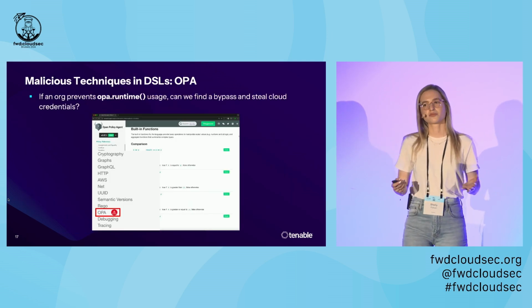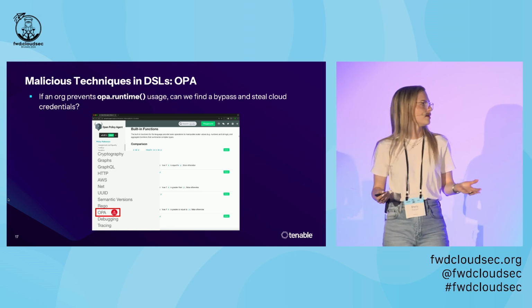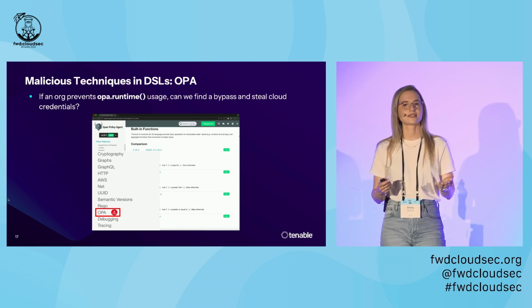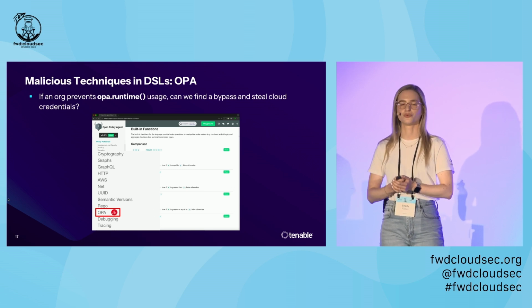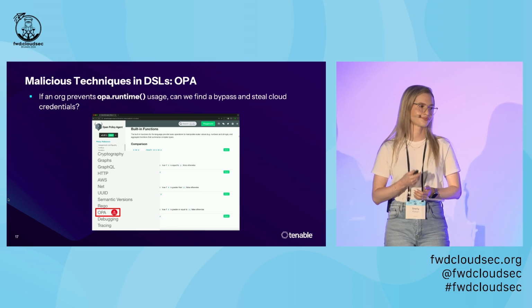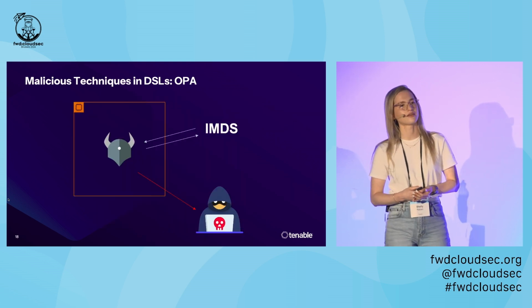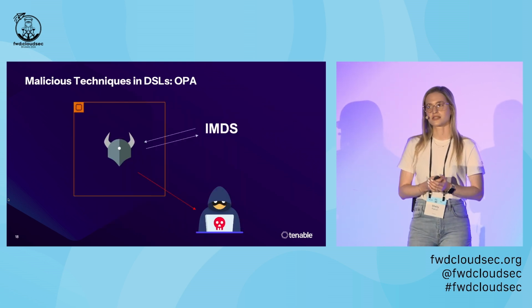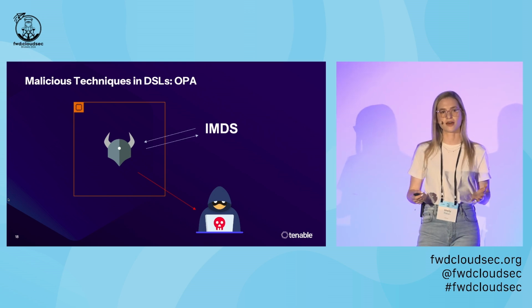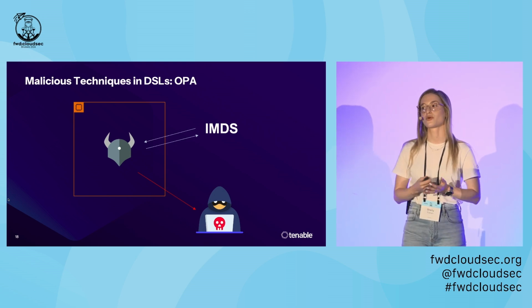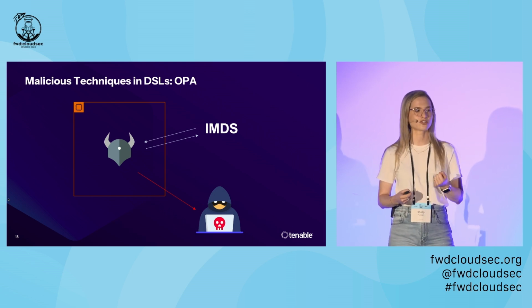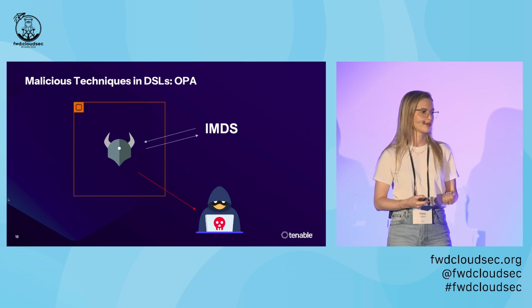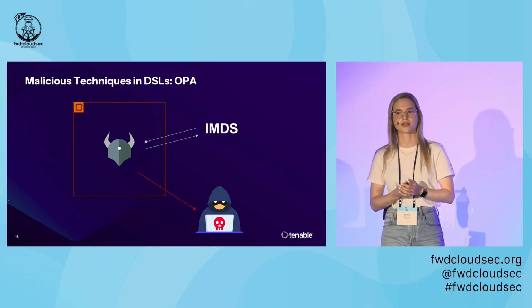So this sparked my curiosity. If an organization prevents the use of the OPA runtime function, can I find another way to extract cloud credentials? Then I thought, OPA commonly runs on an EC2 machine, which may have a role attached to it. So maybe I can use Rego to contact the IMDS and fetch the credentials of the cloud role, and finally leak them out to my external server.